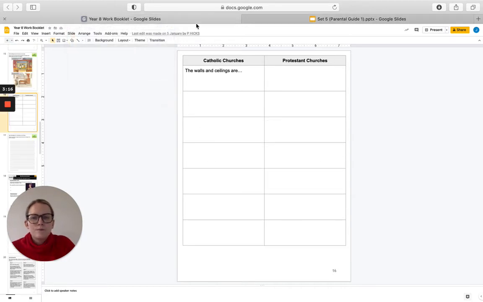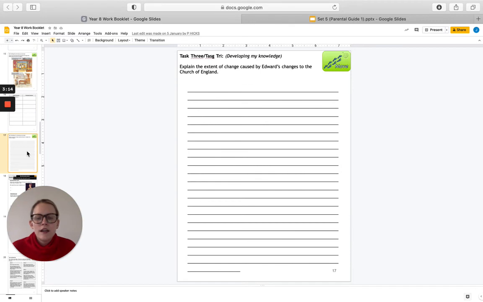Today I would like you to have a go at page 17 in your booklets. Page 17 asks you to explain the extent of change caused by Edward's changes to the Church of England. So what we want you to have a look at there is how have the churches changed? How might that have then changed the lives of people, okay?